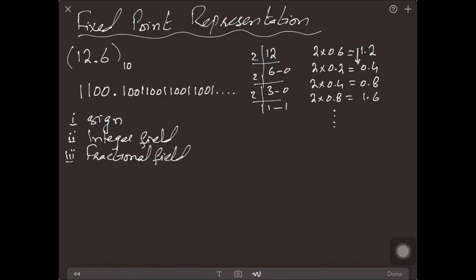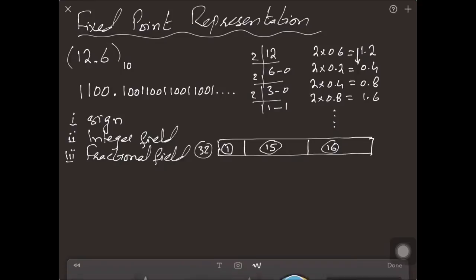Now we need to decide how many bits we are going to use to save this. Let's suppose we take 32 bits. Let me take 1 bit for the sign, 0 means positive, 1 means negative. Let me take 15 bits for the integer part, and let me take, suppose, 16 bits for the fractional part. So this sums up to 32 bits. So this is a 32-bit representation.